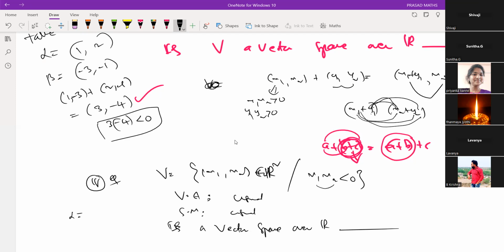The thing is, does it satisfy the closure property? No, sir. Give me a counterexample. What is alpha, what is beta? x1 x2 positive negative means at least one of them is positive and at least one of them is negative, both have different signs. Take alpha and beta as (3, -2).